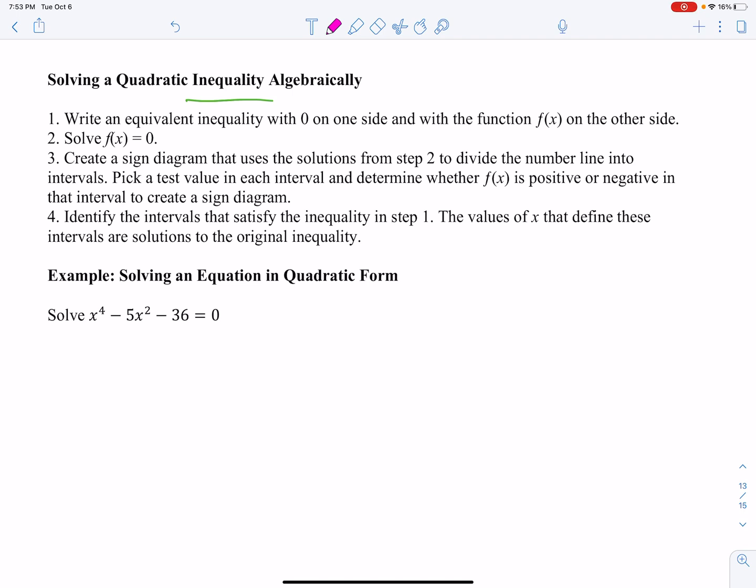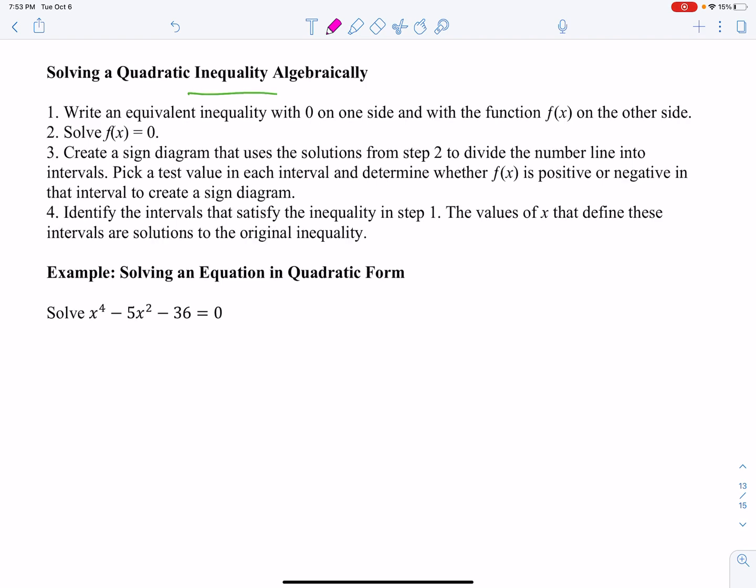All right, so let's see. We're going to write an equivalent inequality with 0 on one side and the function f of x on the other side. Solve for f of x equals 0. Create a sign diagram that uses solutions from step 2. We'll actually do this one in two examples from now, not this particular example. So let's do this one first.